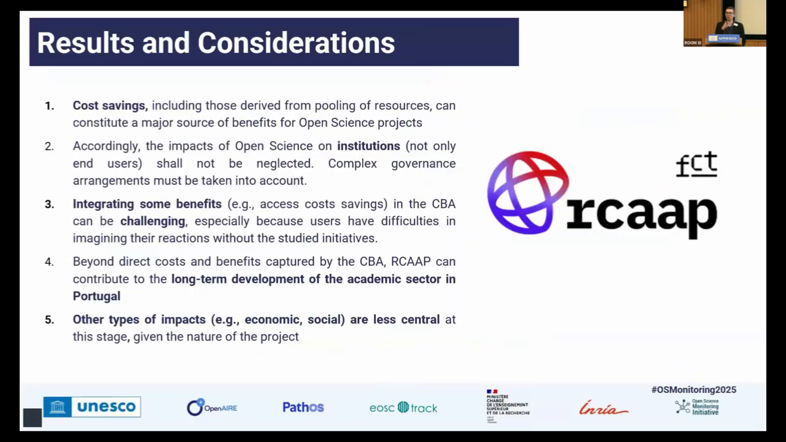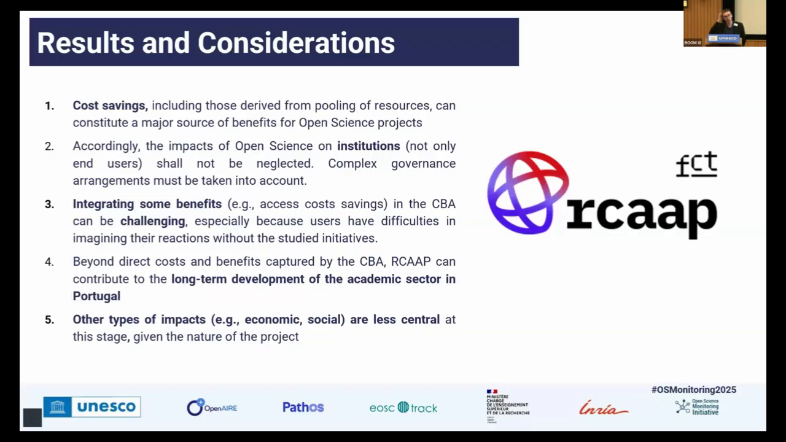So in terms of how we interpret this result, we see that cost savings can actually be a significant part of the benefit of an open science project. Here we've looked at a document repository. Of course, the dominant benefit would depend a lot on the type of open science project we're considering.